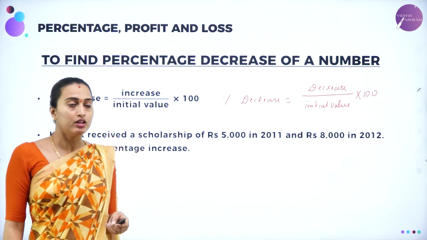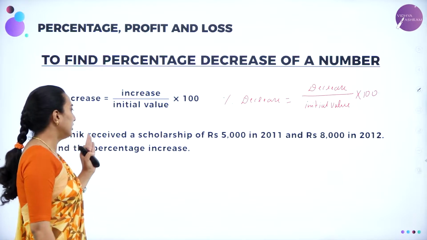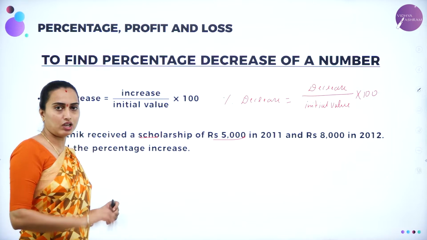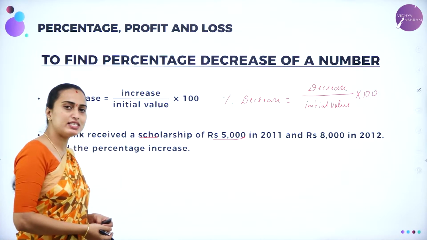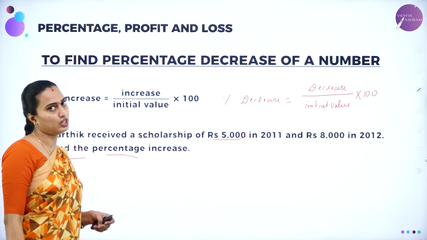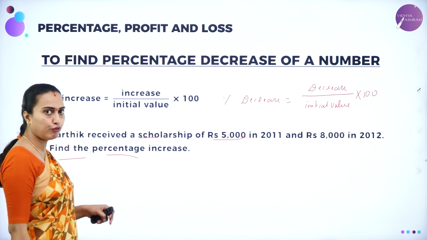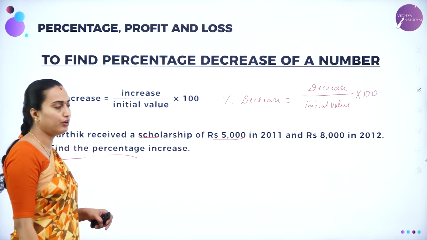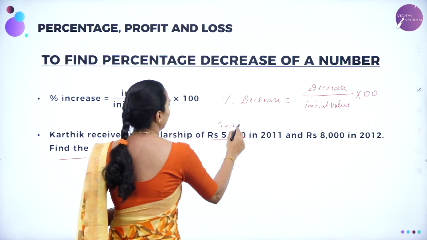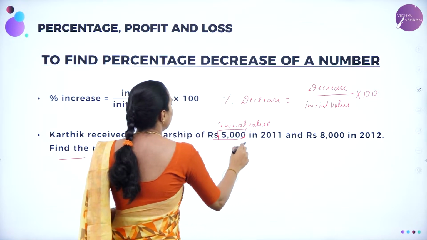Now here we have taken the example: if Karthik received a scholarship of rupees 5,000 in 2011 and rupees 8,000 in 2012, find the percentage increase. So here we are going to use this percentage increase formula. What is the initial value? You are going to take the initial value as 5,000. Whatever he received at first is the initial value.